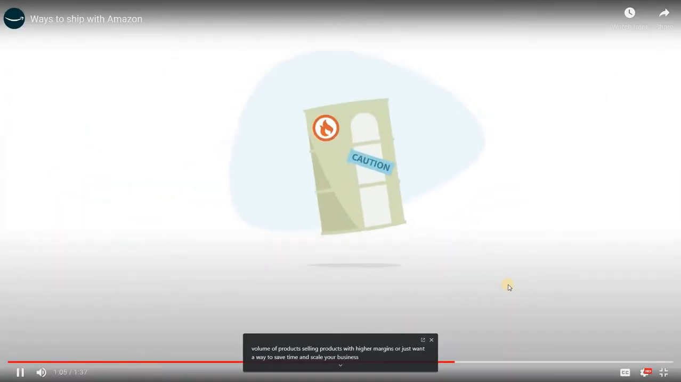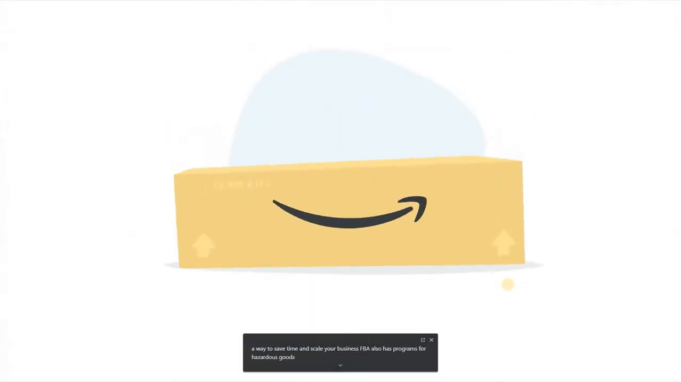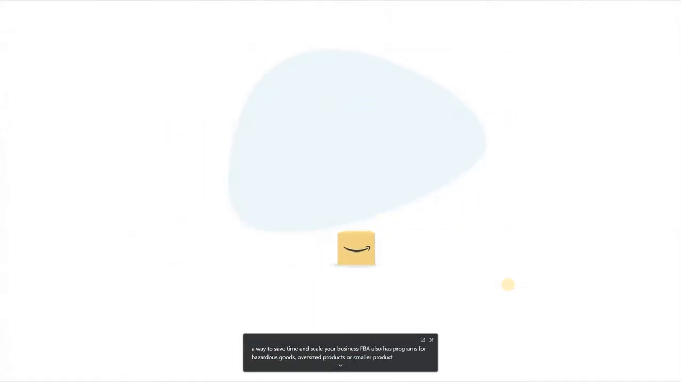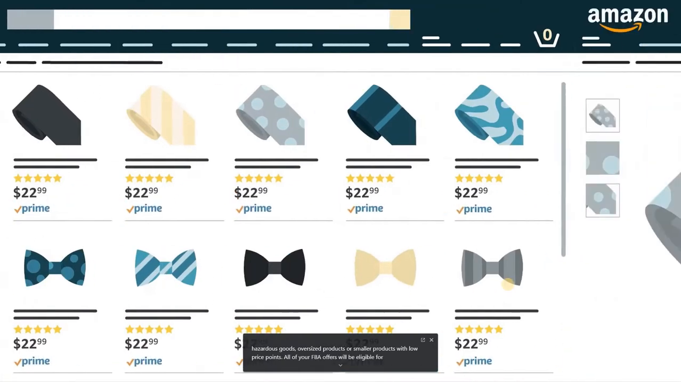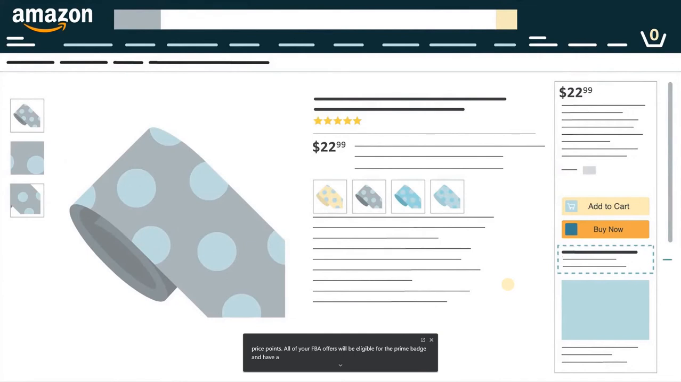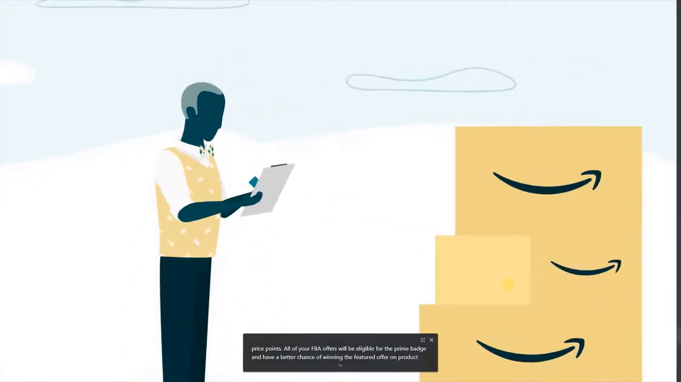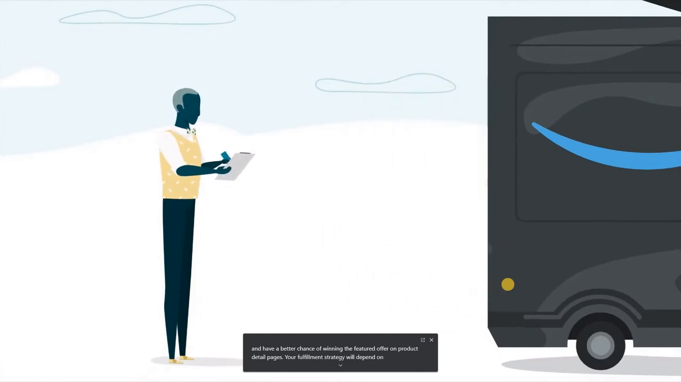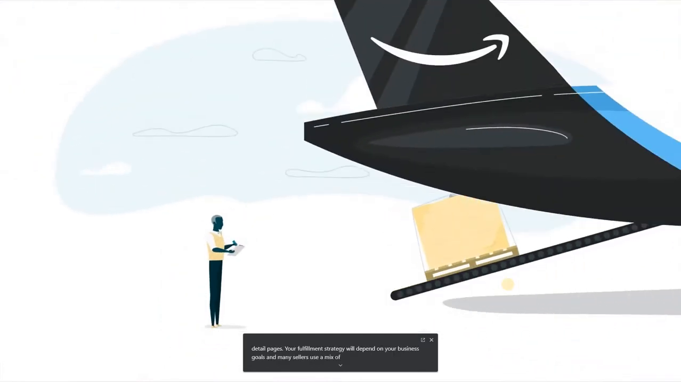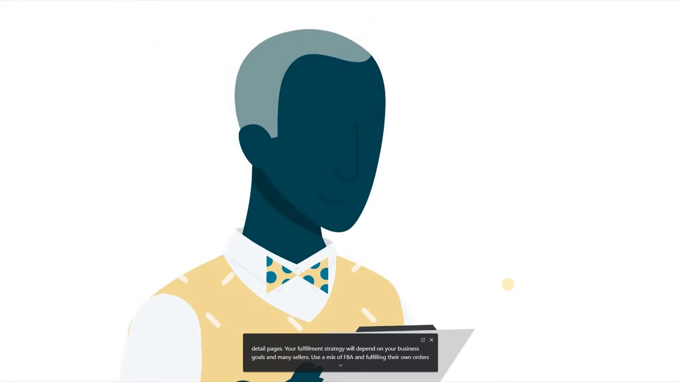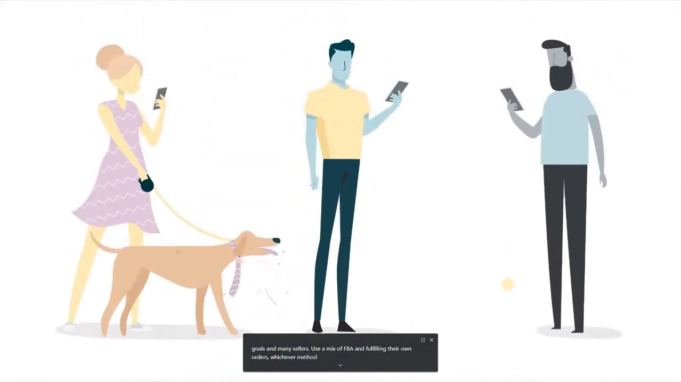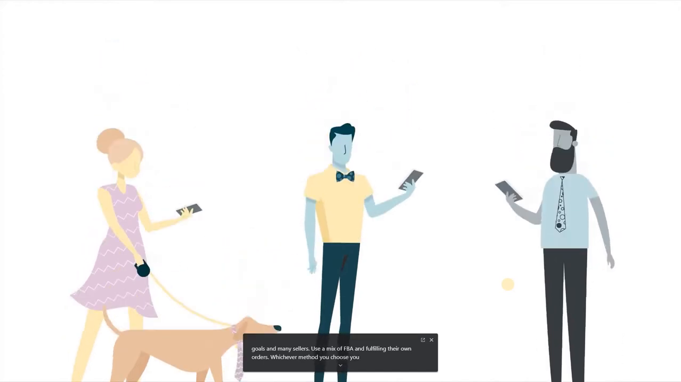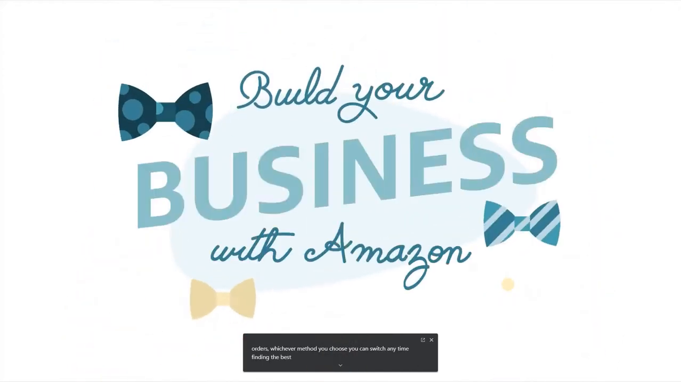FBA also has programs for hazardous goods, oversized products, or smaller products with low price points. All of your FBA offers will be eligible for the Prime badge and have a better chance of winning the featured offer on product detail pages. Your fulfillment strategy will depend on your business goals, and many sellers use a mix of FBA and fulfilling their own orders. Whichever method you choose, you can switch anytime, finding the best way to offer fast, convenient delivery to shoppers around the world. Build your business with Amazon.